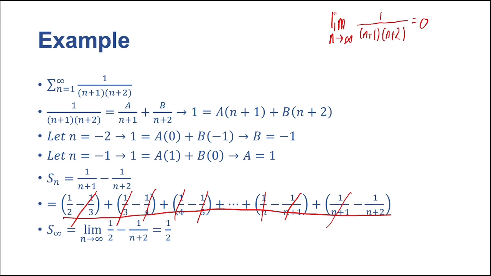Well, we can pull the 1/2 out of the limit immediately, but also this guy is going to go to 0 because 1 over infinity is 0. So we're going to get 1/2. So that is how you deal with a telescoping series.